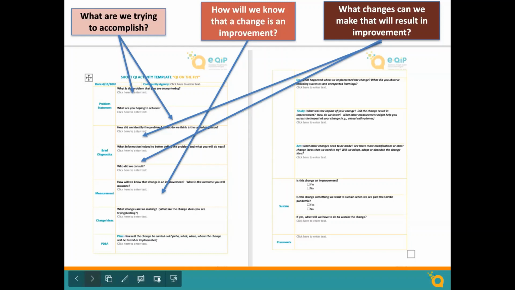And then you have the ability to document your changes, because the one thing we always want to remember is no matter what we're doing in quality improvement, it is about learning. And the way in which we learn is we document what works, we document what doesn't work, and we try it again.